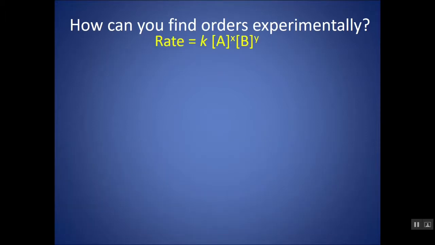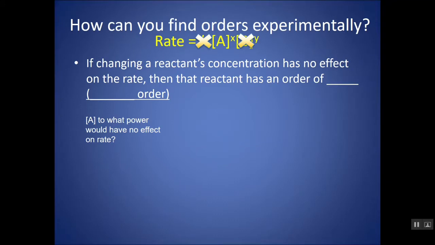So let's just think about some things. If I'm holding one of my reactants constant, I can see just the effect of one reactant on rate, and K is already a constant as well. So let's think about something. If I change a reactant's concentration and I find that it has absolutely no effect on the rate, then what would be the order of that reactant? Think about the concentration of A to what power would have absolutely no effect on rate? Well, 0 order.